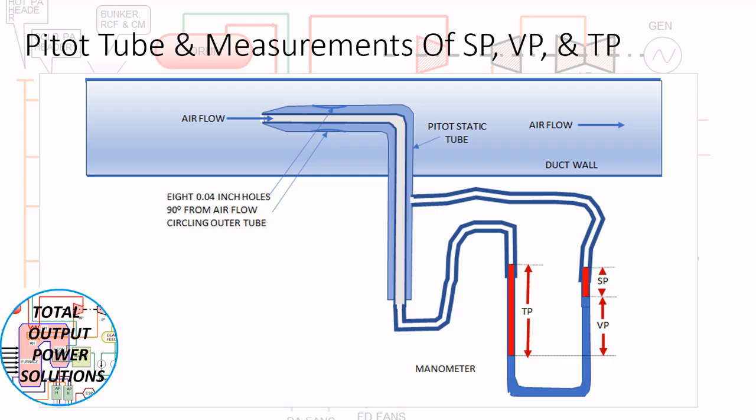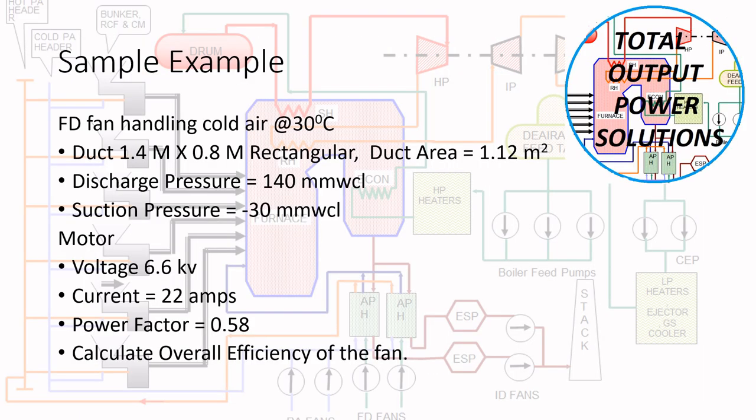Now we can take a sample example. In some plants you will get a direct measurement of the total air that is flowing, which you can take for assessment but may be corrected after that, and the equipment must be standardized or tested. A sample example we can take.